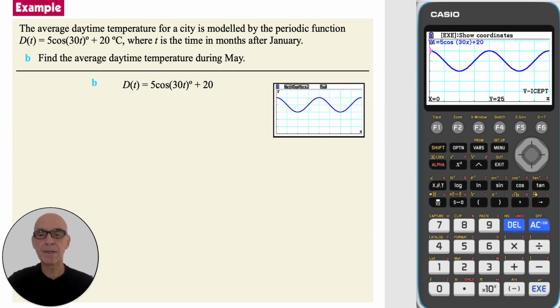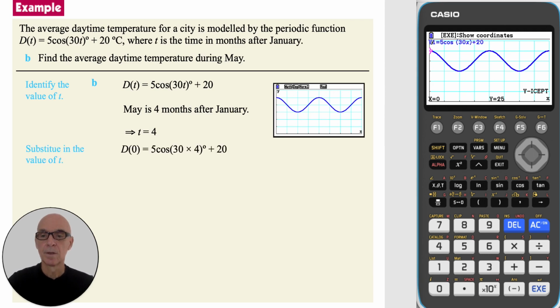In part B, to find the average daytime temperature during May, identify the value of t. And since May is 4 months after January, the value of t is equal to 4. Substituting this into the function and performing the calculation gives a value of 17.5.